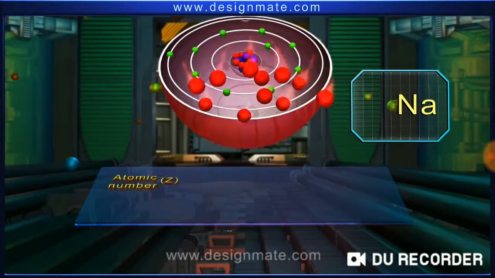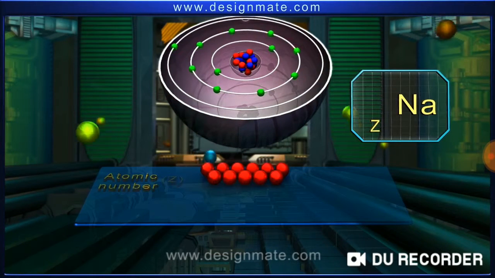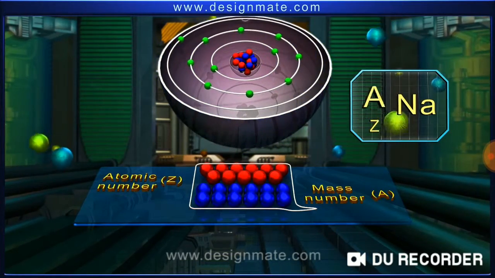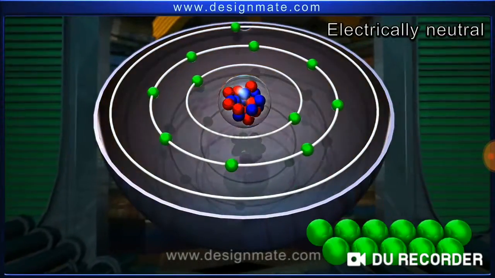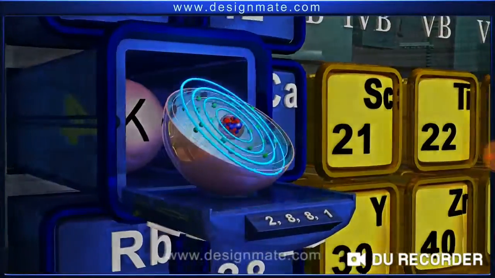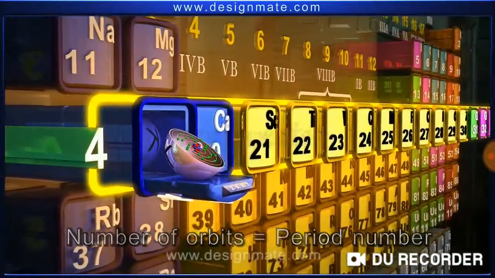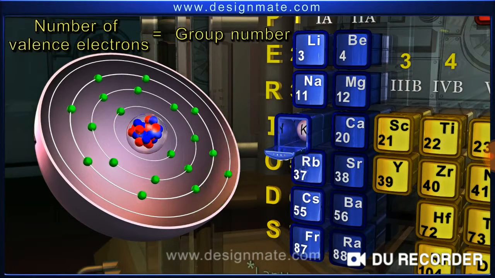Summary. We've seen that the number of protons present in the nucleus of an atom denotes its atomic number, while the sum of its protons and neutrons denotes its mass number. The atom is electrically neutral as it has the same number of electrons as protons. The number of orbits in an atom of an element tells us the period to which the element belongs, while the number of valence electrons decides the group number of that element in the modern periodic table.